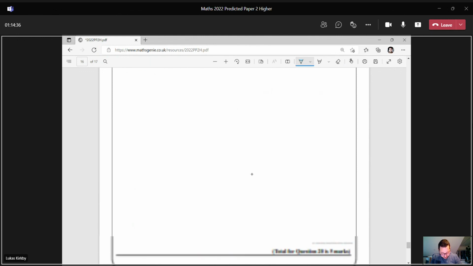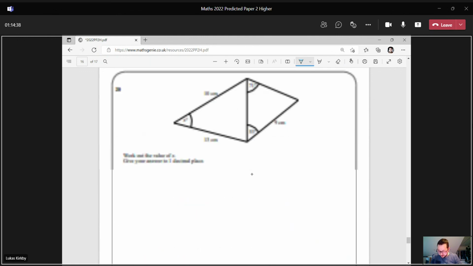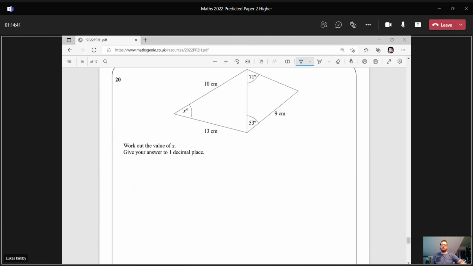Alright, so number 20, is this the last one? Oh no, I've got 2 more. Okay, penultimate question then. So number 20, we want to work out the value of x, give your answer to 1 decimal place. Okay, so this is screaming out the cos or the sine rule.